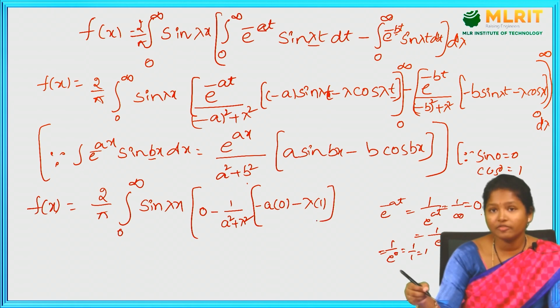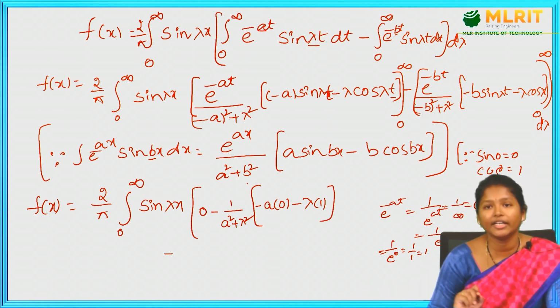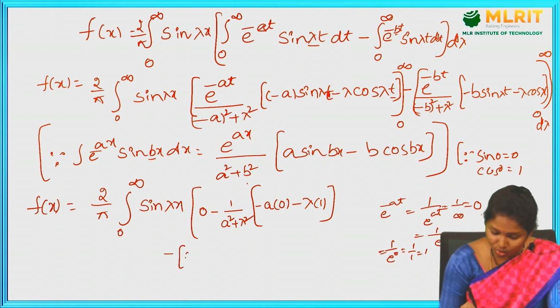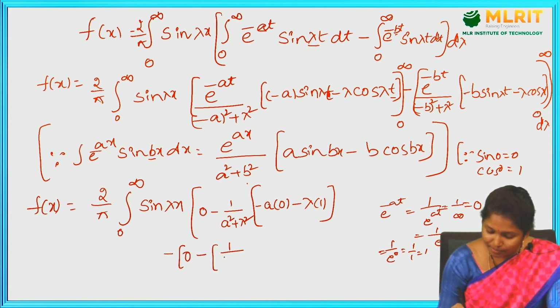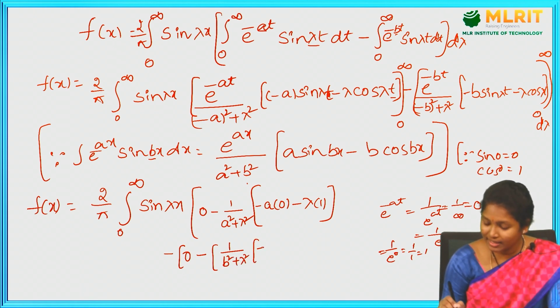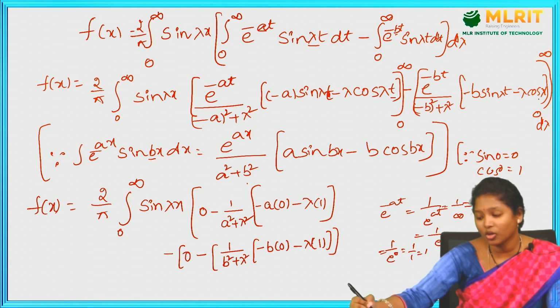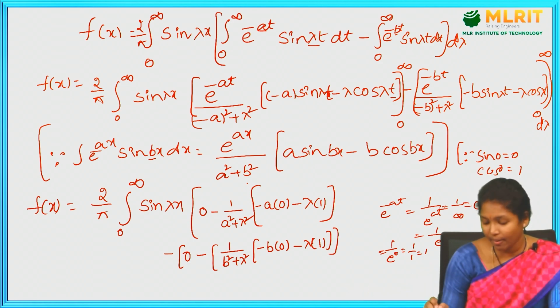Similarly for the next term, when we put infinity we will get 0, right? So 0 minus of 1 by b square plus lambda square, minus b into 0 minus lambda into 1. Here also we will substitute 0: sine 0 value is 0 and cos 0 value is 1. That only I have written here.